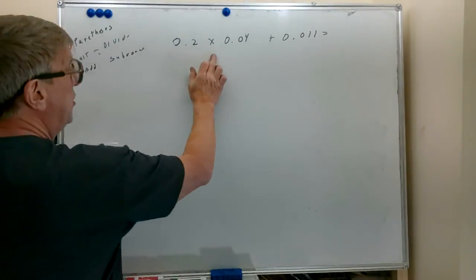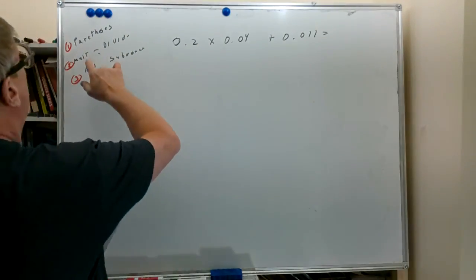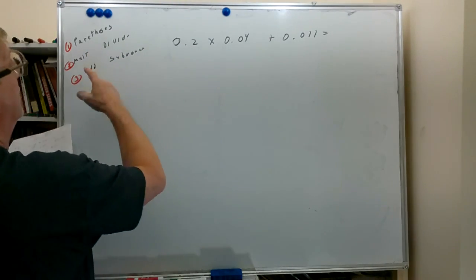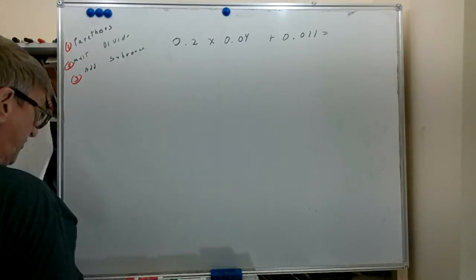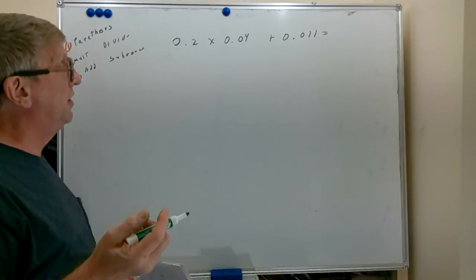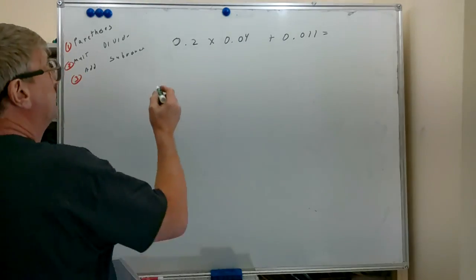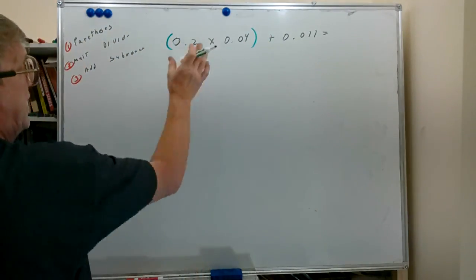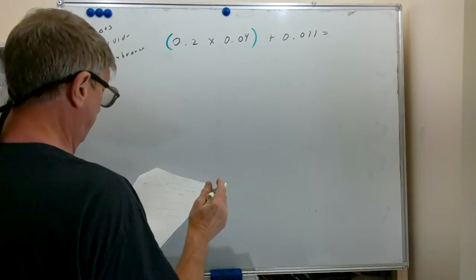So we have a multiplication, we have addition. We see that multiplication and division is done before addition and subtraction. It's not necessary to do this, but just to help us keep our eye focused on what we want to do first, let's put a parenthesis there. So let's do that part in the parentheses.